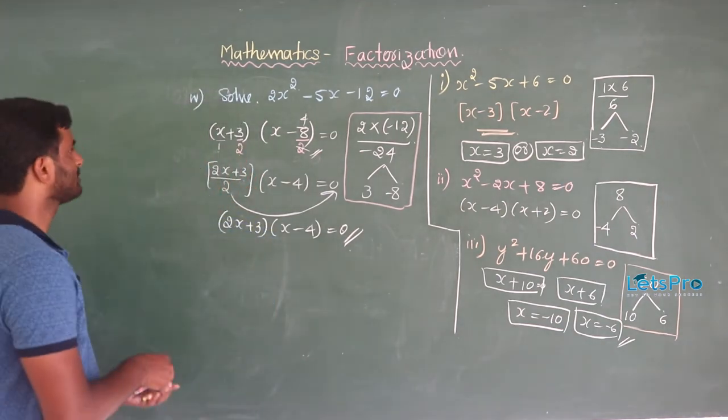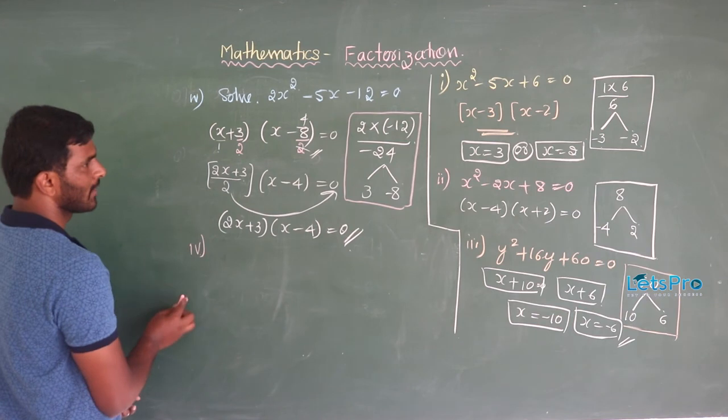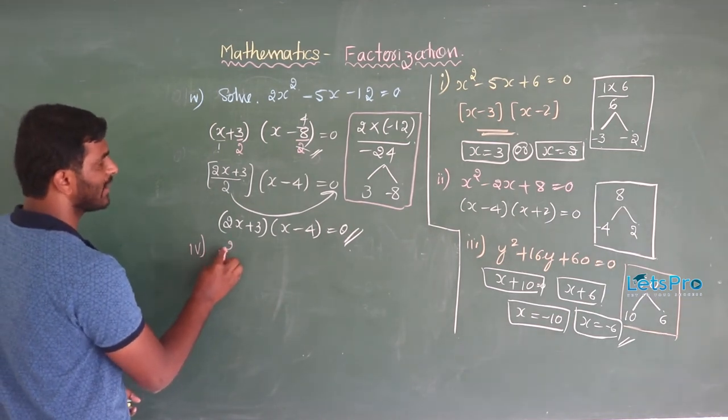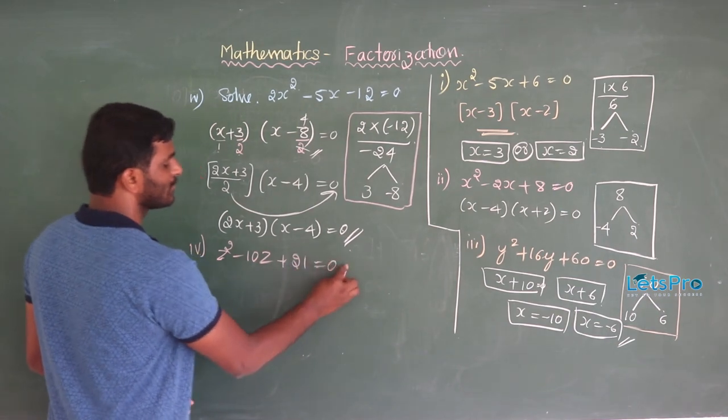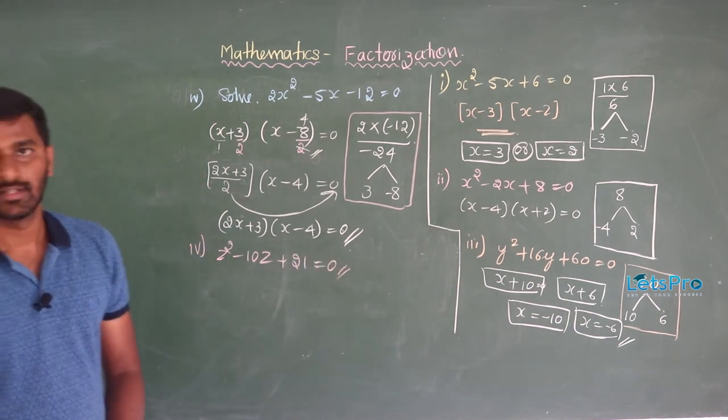So, you just try these questions. The question is z square minus 10z plus 21, and that is equal to 0. So, which are the two factors?